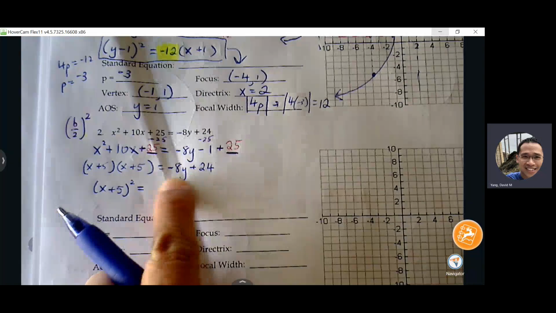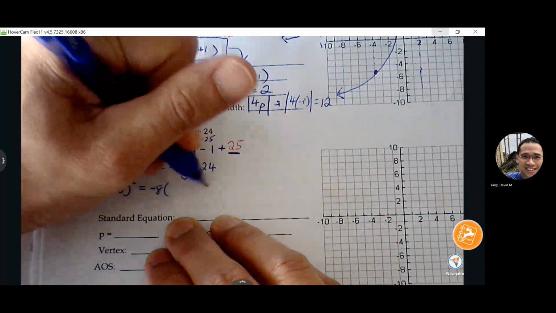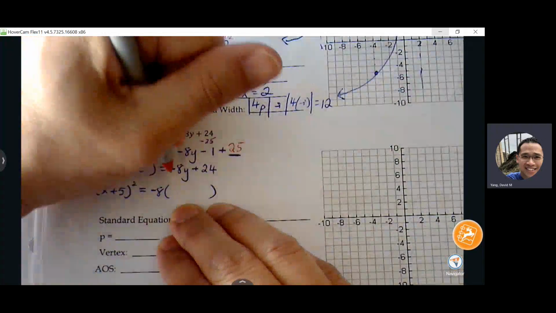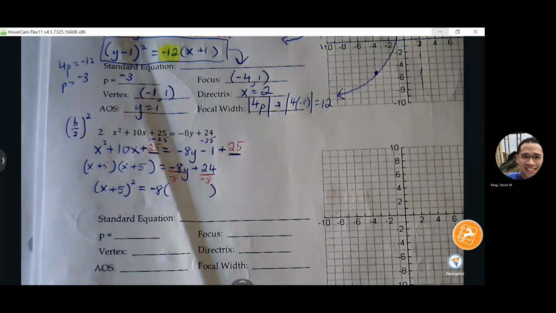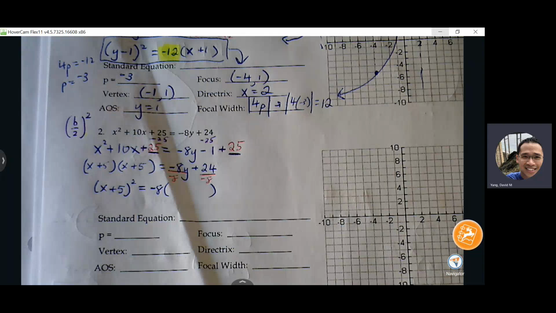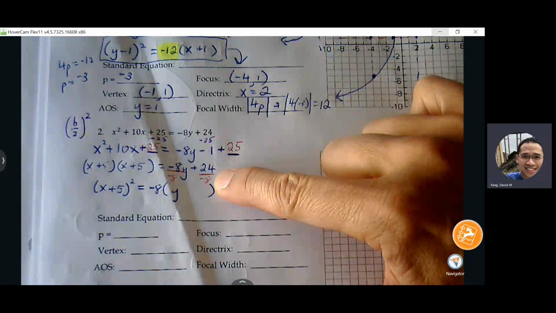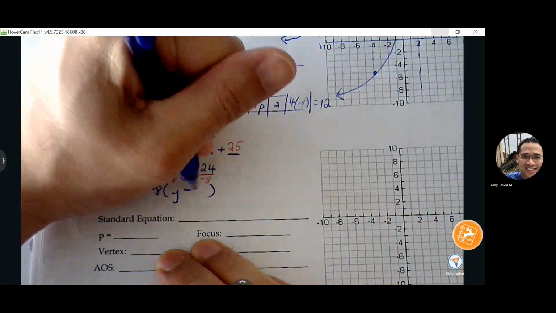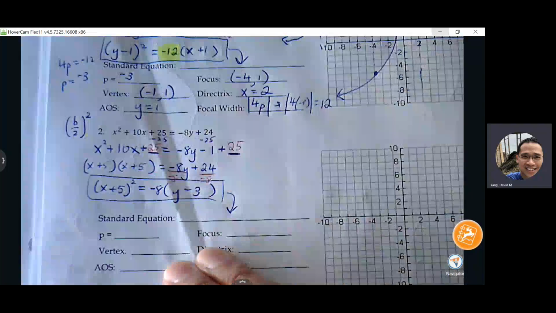Okay, so what's our GCF on the right side? -8. So factor -8 out. If it helps, you may want to put a divided by -8 so you can see what is going to remain in the parentheses. So what's inside the parentheses? Y, yep. Y, because -8's canceled out. And then what's 24 divided by -8? -3. There's my standard equation.